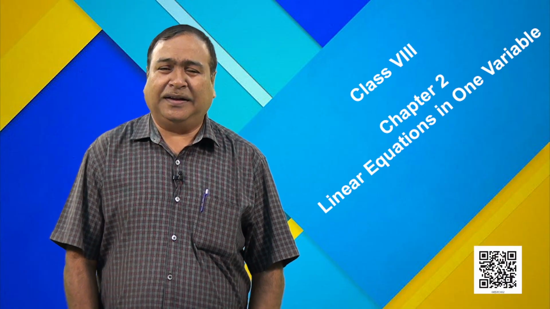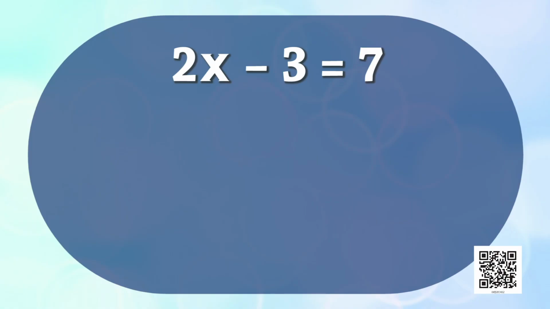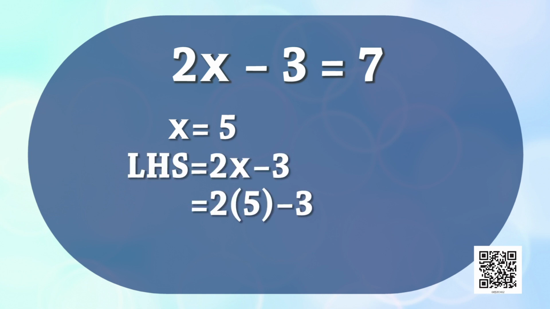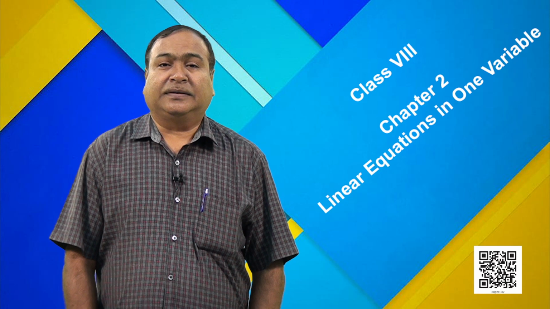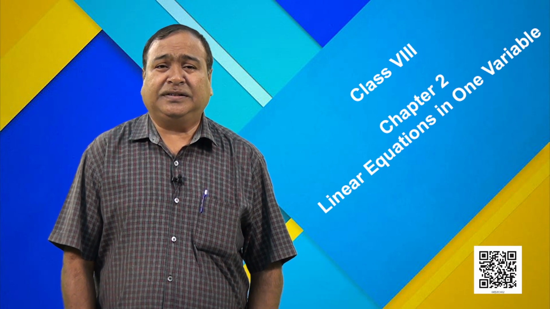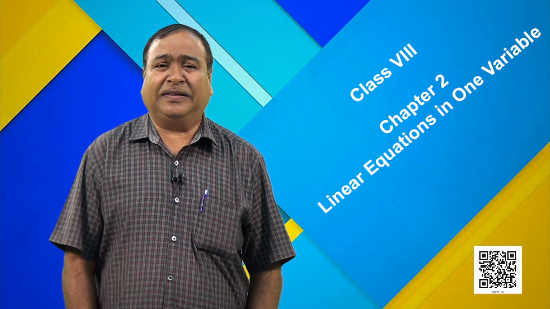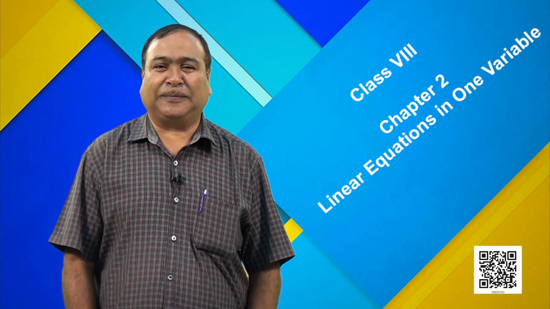Now, let us consider another equation. Consider 2x - 3 = 7. Suppose you put x = 5 in this equation, then the LHS, that is 2x - 3, becomes 2 times 5 minus 3, that is 10 - 3, which equals 7, which is equal to the right hand side. Here the expressions on the right hand side and left hand side become the same for one value of x, which is x = 5.